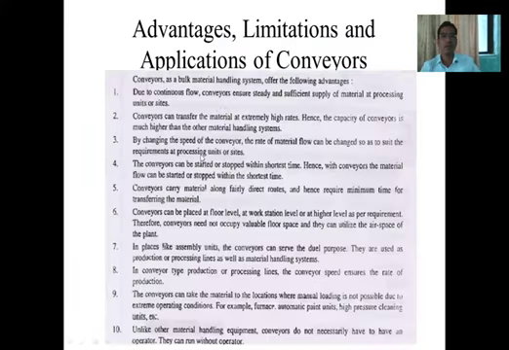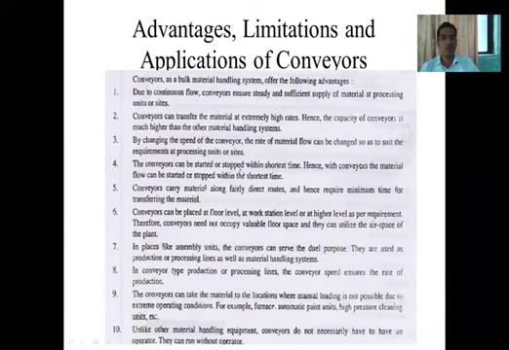Then advantages, limitations, and applications of conveyors. So conveyors as a bulk material handling system offer the following advantages. First advantage, due to continuous flow, conveyors ensure steady and sufficient supply of the material at processing units or sites. Then conveyors can transfer the material at an extremely high rate. Hence, the capacity of a conveyor is much higher than other material handling systems. Then by changing the speed of the conveyor, the rate of the material flow can be changed so as to suit the requirement at the processing units or sites.